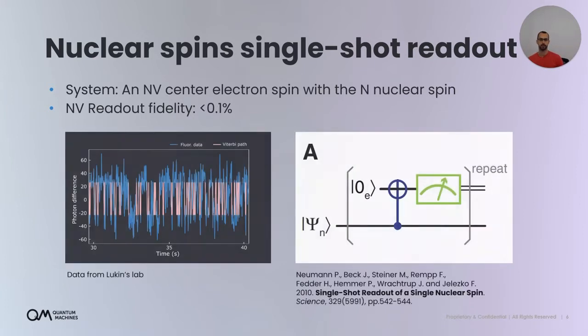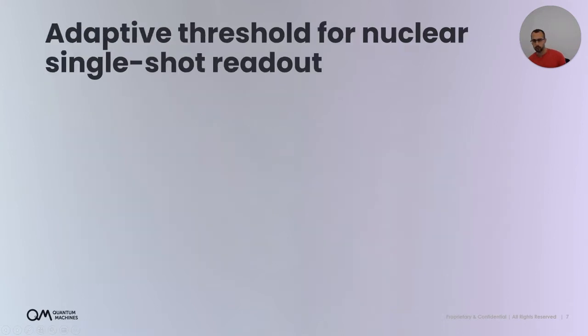So for that, what we can do is do repeated measurements of the nuclear spin with the NV center. And this was demonstrated a long time ago by Neumann et al. with NV centers. And on the left, you see recent data from the Lukin lab with the OPX. Okay, so this is generally single-shot readout, but what do we want to do? We want to have an adaptive threshold.